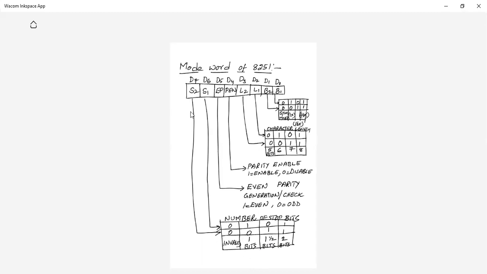That's all. So when we see here, this is the mode word of 8251. Mode word completely gives the data about whether you are using the synchronous data transmission mode or asynchronous data transmission mode. If it is a synchronous data transmission mode, then D0, D1 both will be 0, 0. If it is an asynchronous data transmission mode, then what kind of data speed are you using while transmitting the data, and what kind of speed are you using at the receiver side, right?